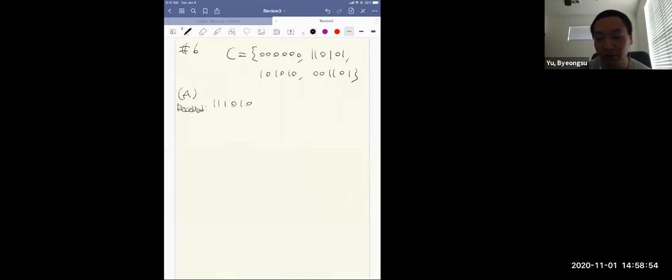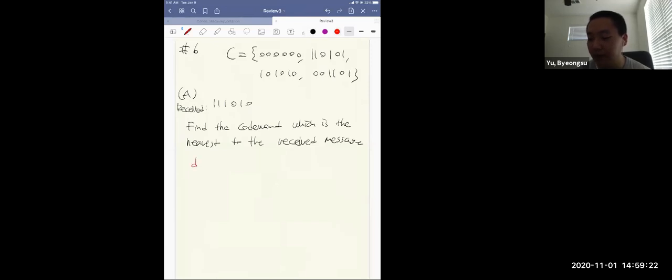To decode using nearest neighbor decoding, what you need to do is find the code word which is nearest to the received message. To find this, as we did in the example, you can write down all those code words, 000000, 110101, 101010, and 001101, and write down the received word 111010 next to each.